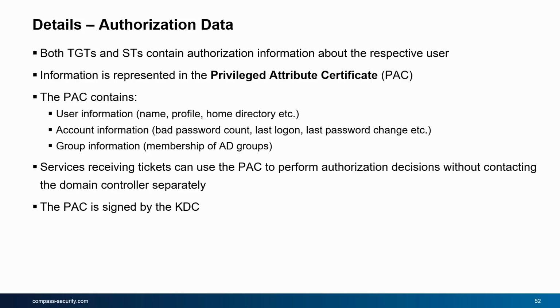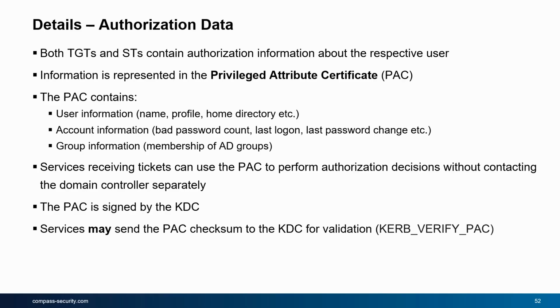Now, it's also good to know that the PAC is signed by the KDC. There are multiple signatures present. One signature is intended for verification by the receiving server. So the signature is made with the key material of the server. And then there's also a signature with the key material of the KDC itself. This signature by the KDC is specifically intended for when the service wants to perform an additional verification on the PAC, because there is a mechanism called KRB-verify-PAC that allows the service to forward the signature of the PAC that it currently is inspecting to the KDC for an additional validation step.